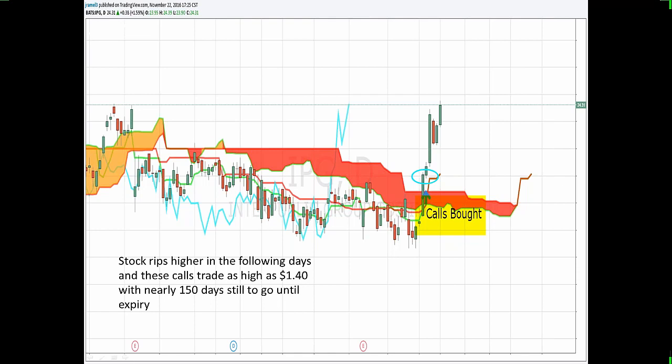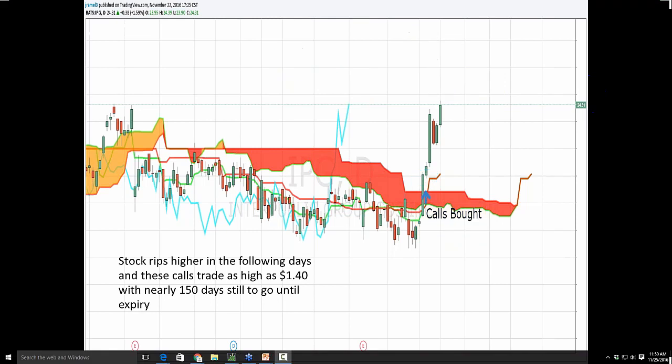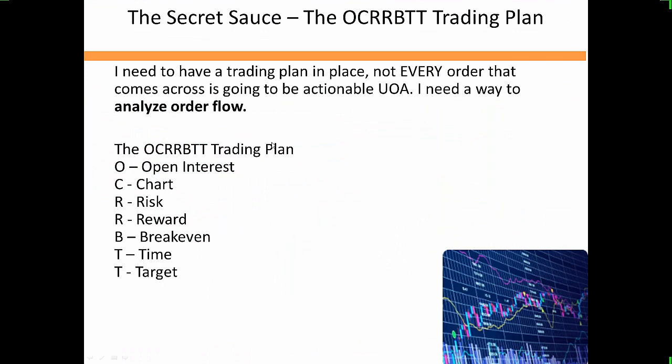So my trade, I bought 20 of them, okay, at 95 cents. I have profit targets up, and I'm up $700 in a week. Okay? Nothing to write home about. $700 in a week. Not bad, right? Not the worst thing in the world. So $700 in a week. So this is my secret sauce I'm sharing with you guys today. Take a picture of this immediately or write it down.